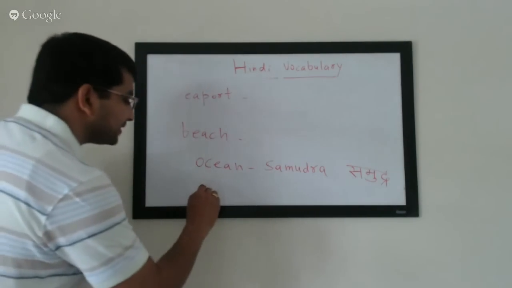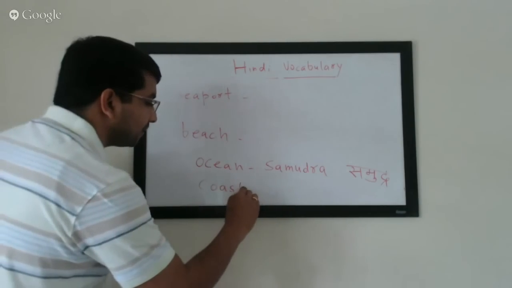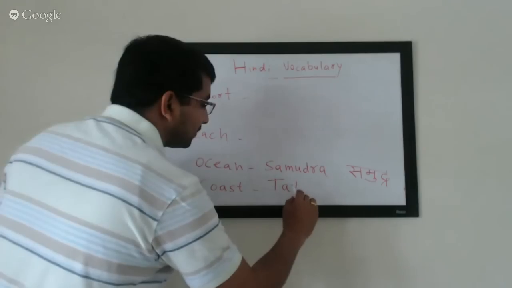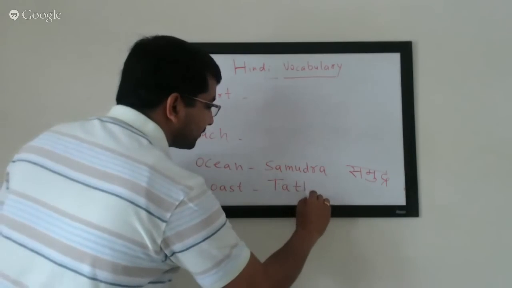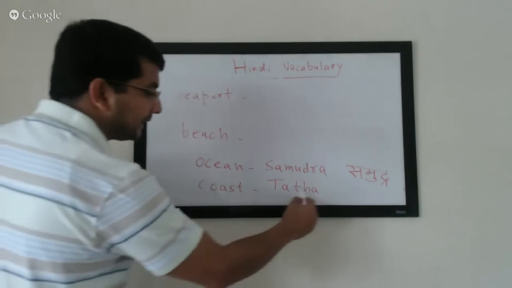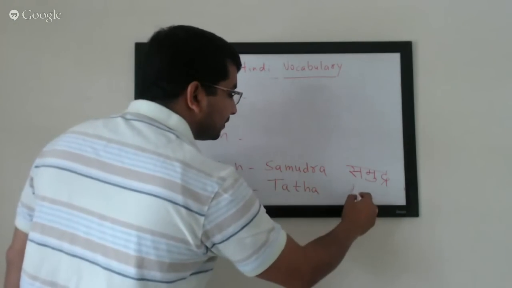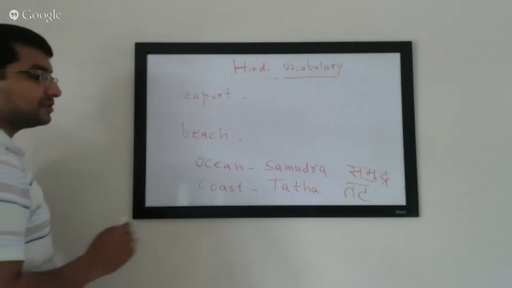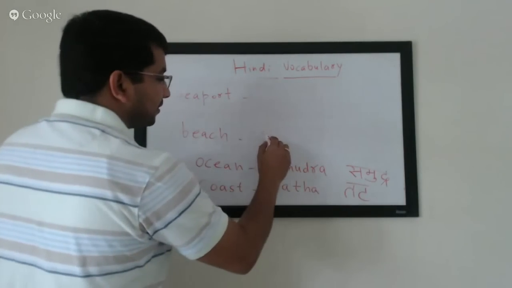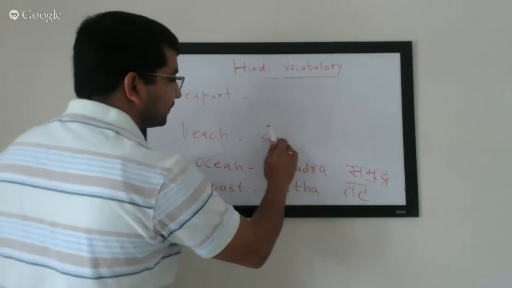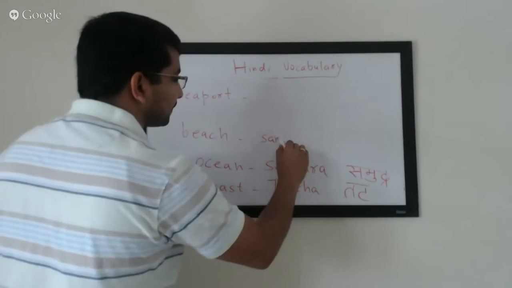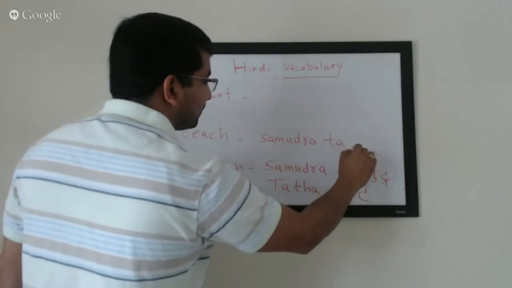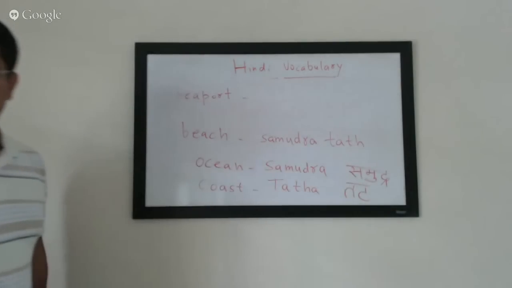And coast basically is nothing but तट, and I'll write it down. It's not very clear in the Roman script, but you have a त and then the t sound. That, and the way you say beach is nothing but samudra तट. So you have samudra तट.